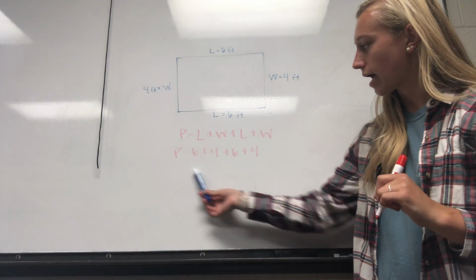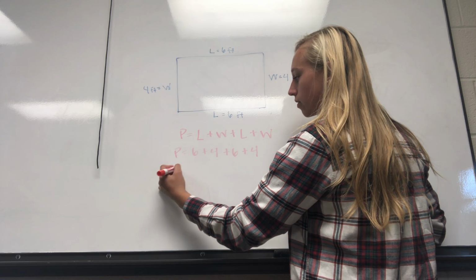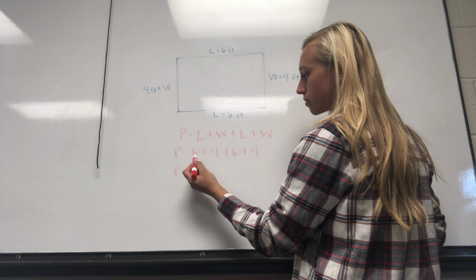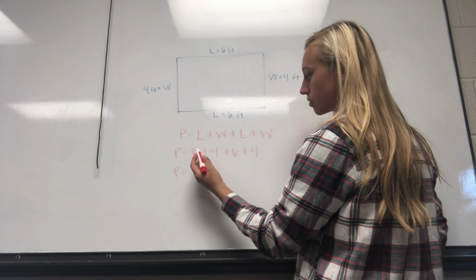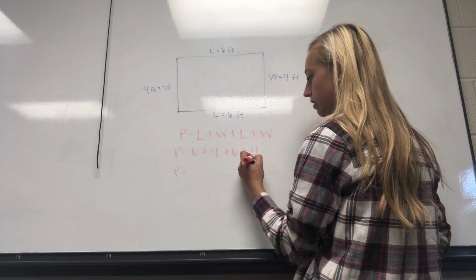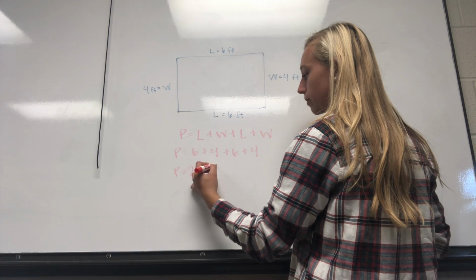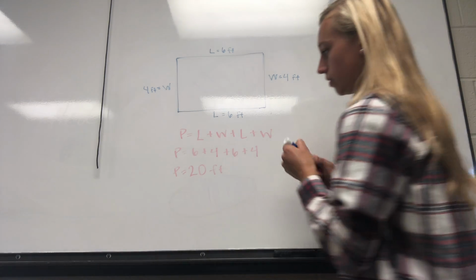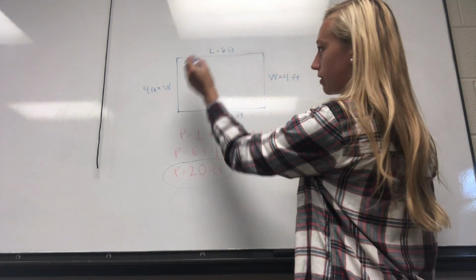And then we add these together. So P equals 6 plus 6 is 12, plus 4 is 16, plus 4 is 20. So our perimeter is going to be 20 feet around this rectangle.